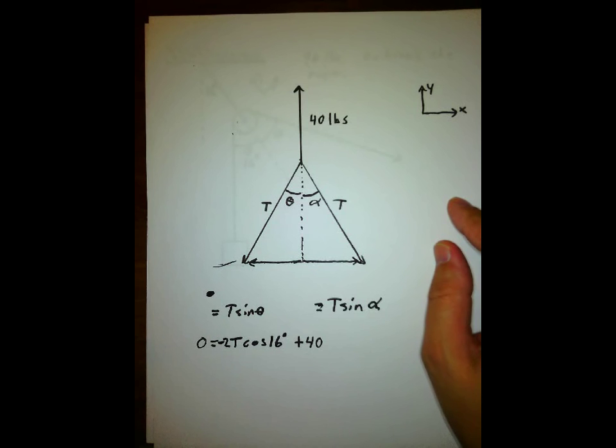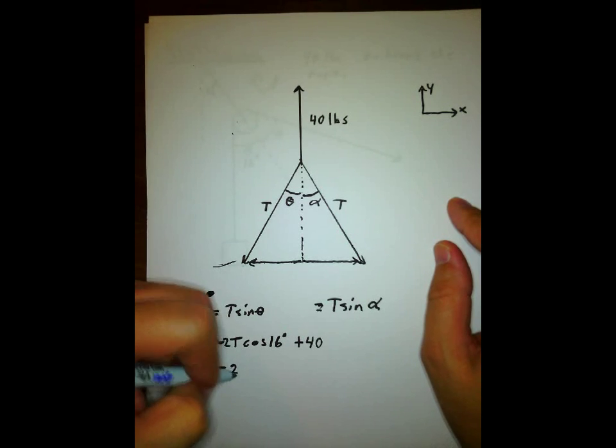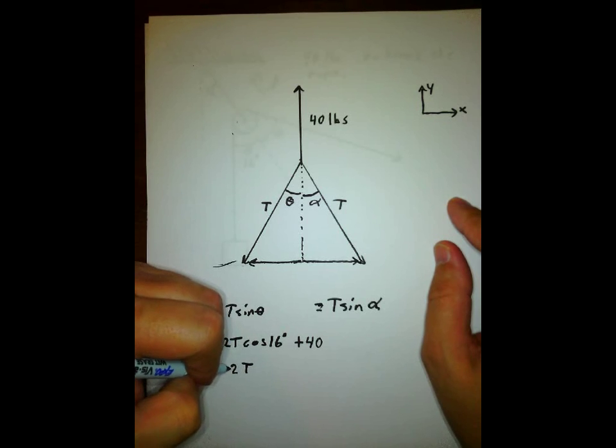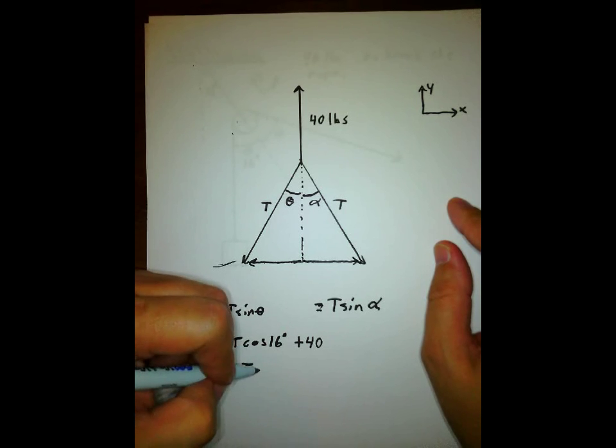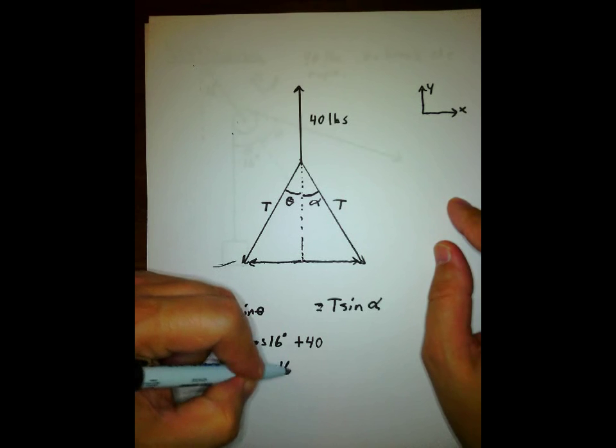So now all we have to do is subtract 40 from both sides. We have negative 40 equals negative 2T cosine 16.